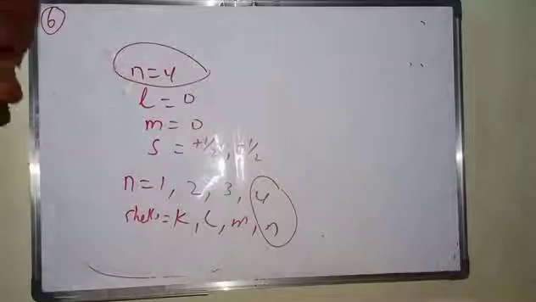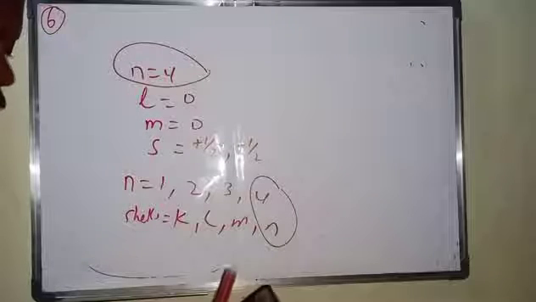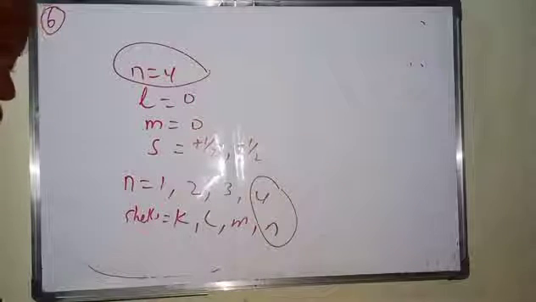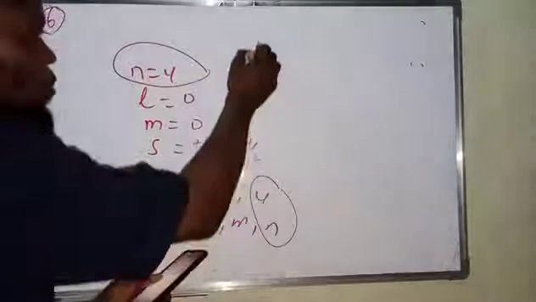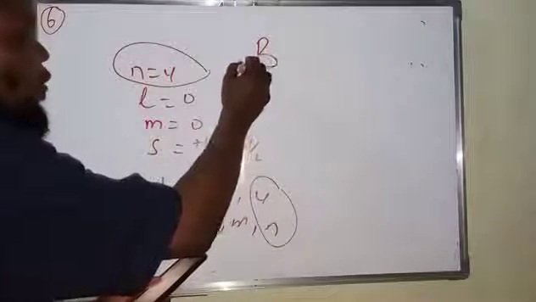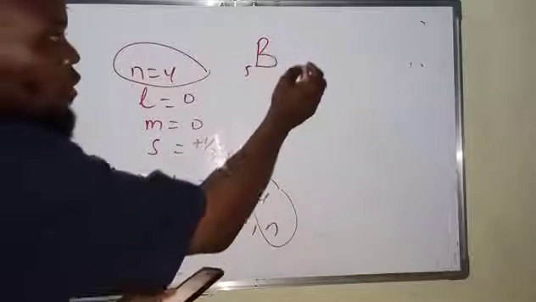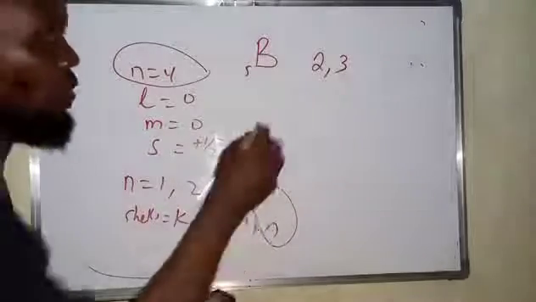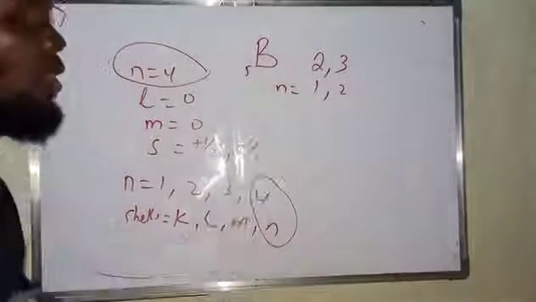And from the options given, you have boron. Boron, as we know, has atomic number 5: hydrogen, helium, lithium, beryllium, boron. Yeah, 5. So the configuration would be 2, 3. You understand? So where the quantum number here is 1, then 2, the highest quantum number is 2.